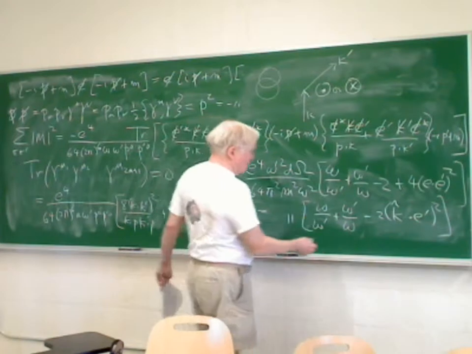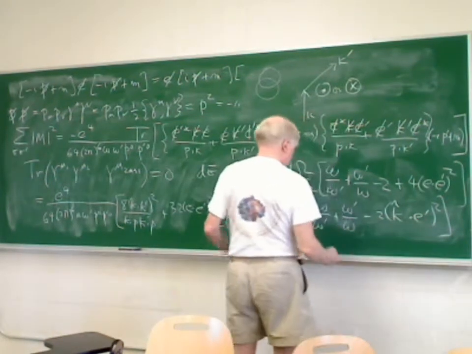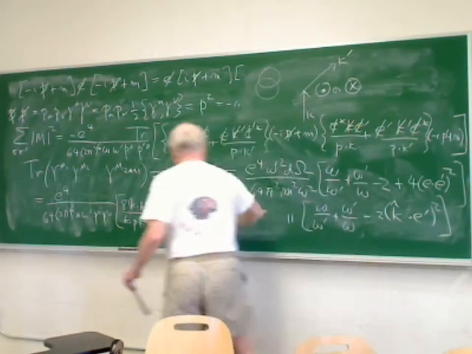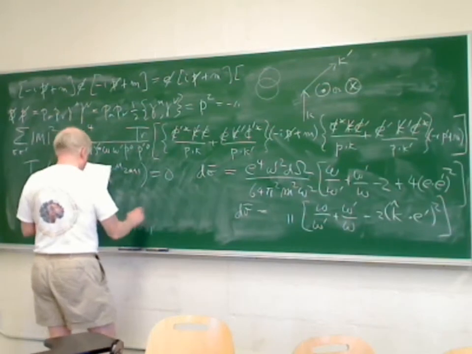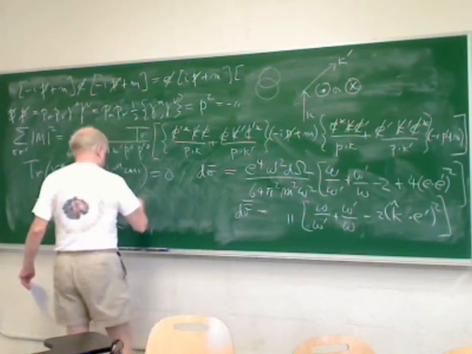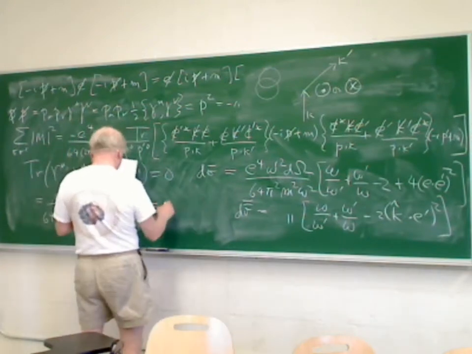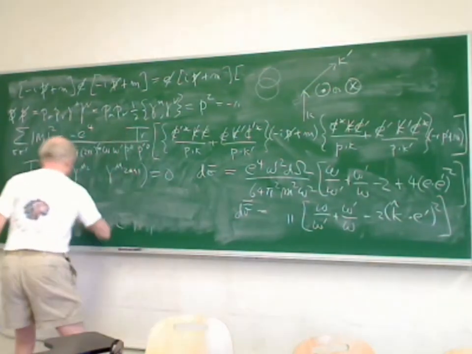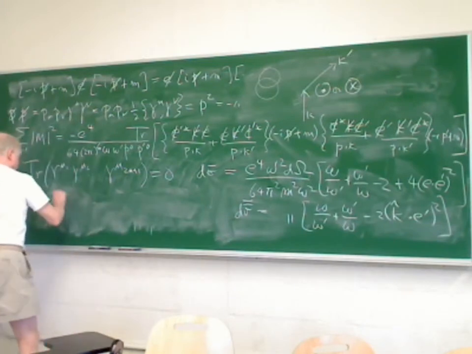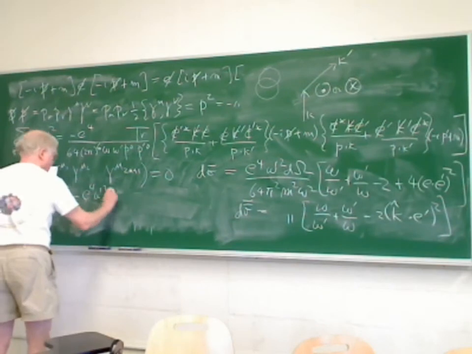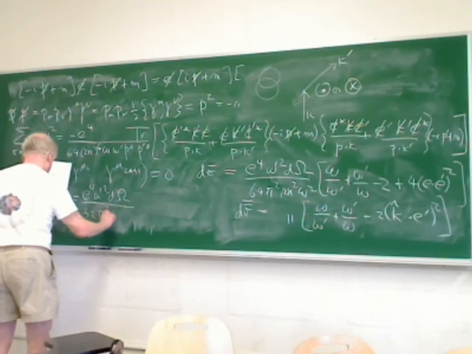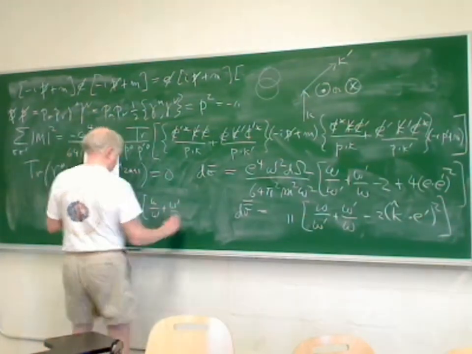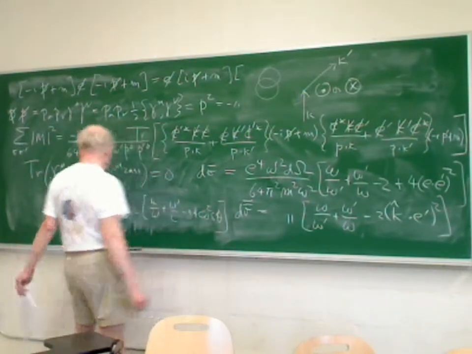If you finally go to the point where you sum over final polarizations also, then you get the same formula. So d sigma bar bar bar is then e to the fourth omega prime squared d omega over 32 pi squared m squared omega squared, and then omega over omega prime plus omega prime over omega, minus 1 plus cosine squared of theta, so that's the scattering angle.